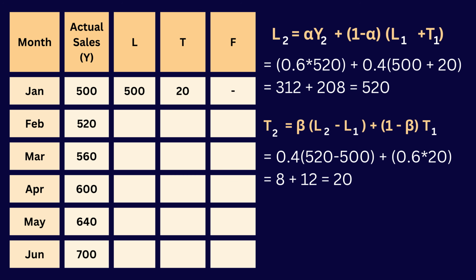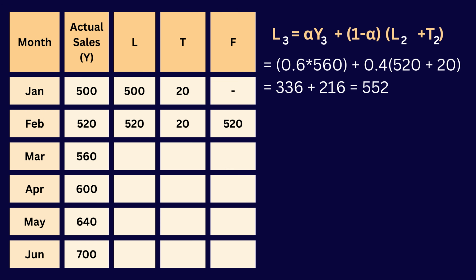Let's calculate forecast value F1 plus 1 equal 500 plus 20 equal 520. L3 equal alpha y3 plus 1 minus alpha times L2 plus T2. So our alpha is 0.6. So 0.6 times 560 plus 0.4 times 520 plus 20 equal 336 plus 216 equal 552. So our L3 value is 552.